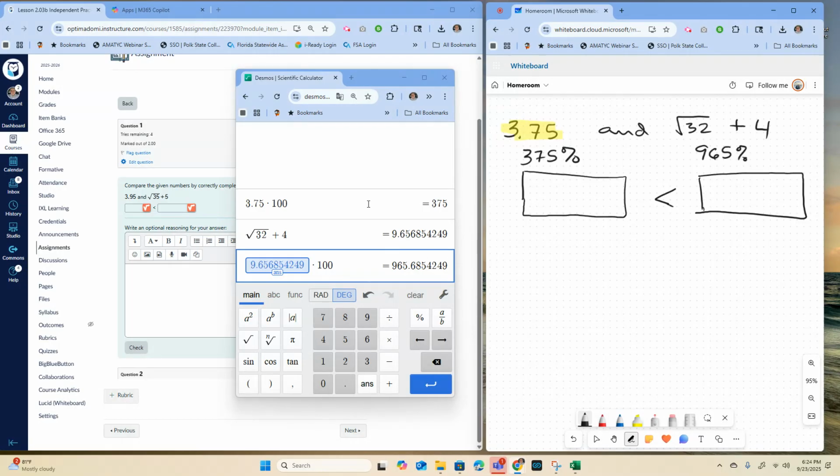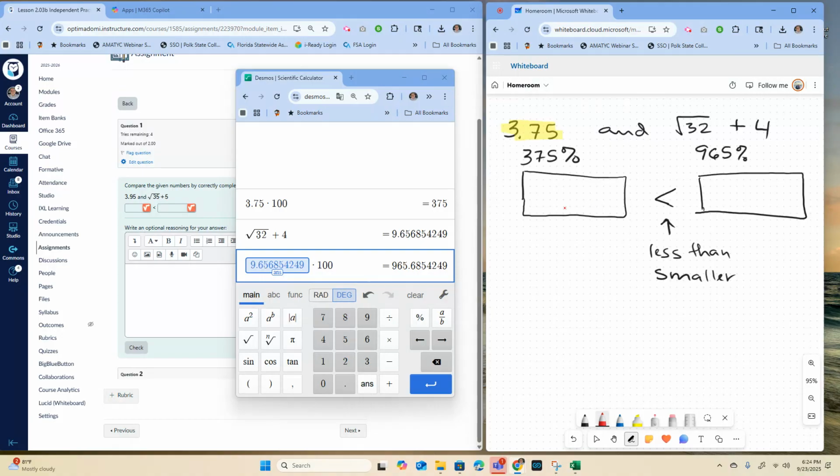And why do I do that? Because it's much easier to compare the percentages than the decimals. And you can see that 375% is smaller. This symbol here means less than, or put it this way, smaller than. So 375% is smaller than 965%.